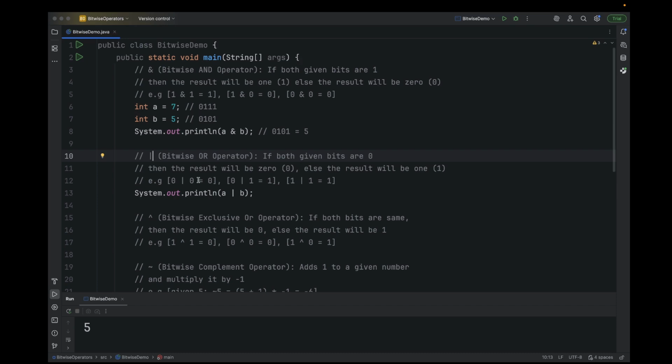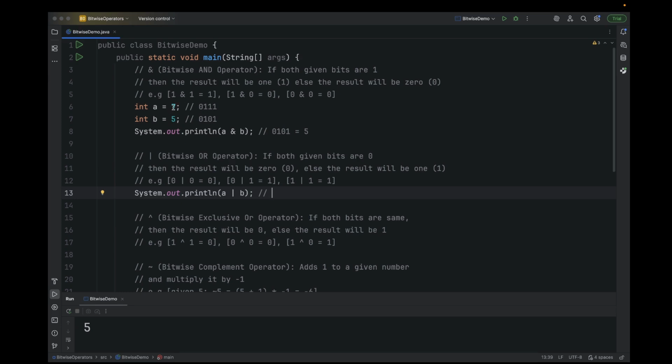You understand? So, for example, let's say we have 0 or 0. We are going to be getting what? 0 as our result. But if we are having 0 or 1, then our result is 1. And if we are having 1 or 1, our result is what? 1. So let's use here as an example. What should our result be if we should find 7 or 5? That is A or B.